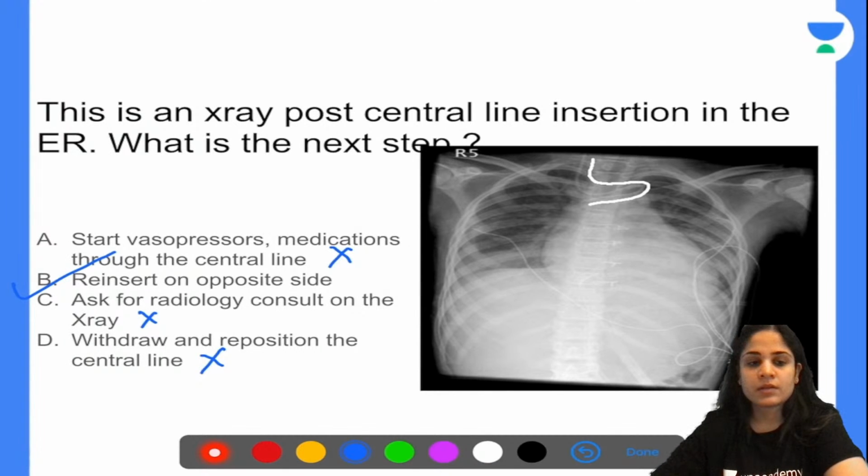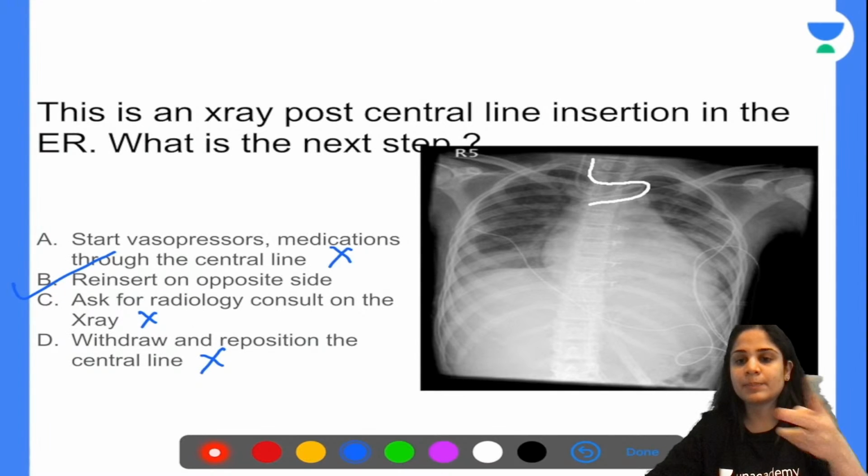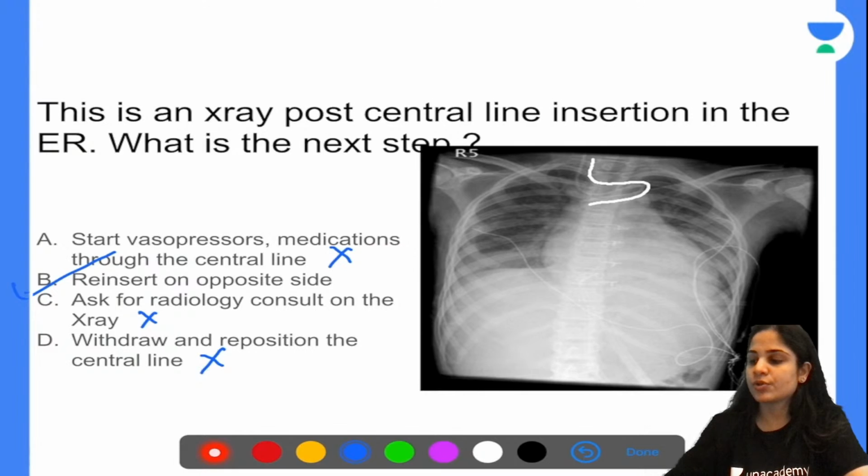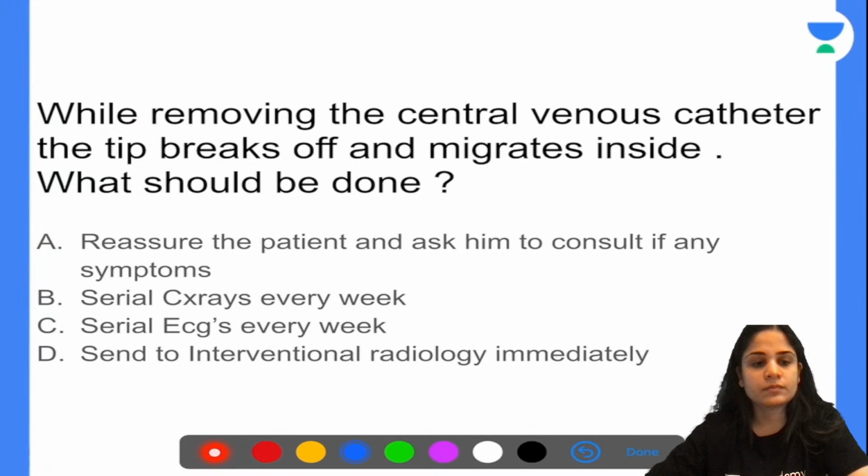Okay, all right. So now you were trying to remove the central line and the tip of it has broken off and it has gone inside. So what should you do in that case? PSK and Ayush are saying D. Atmesh is still watching the previous questions.